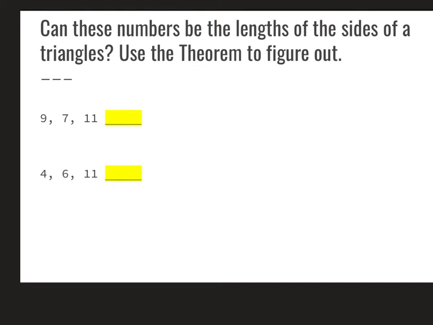So let's take these 2 examples here. It's asking us, can these numbers be the lengths of the sides of a triangle? Use the theorem to figure it out. Our first one, they give us 9, 7, and 11. So each of those we have to use in our theorem. Off to the side, we have to figure out if 9 plus 7 is greater than 11. Those are my first 2 numbers. So 9 plus 7 is 16. 16 is greater than 11, so good, we can keep going.